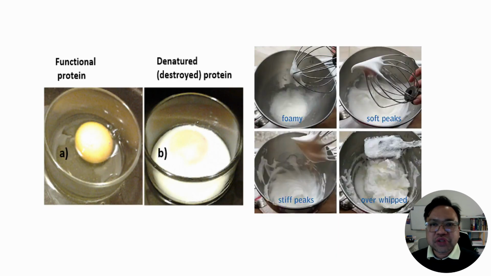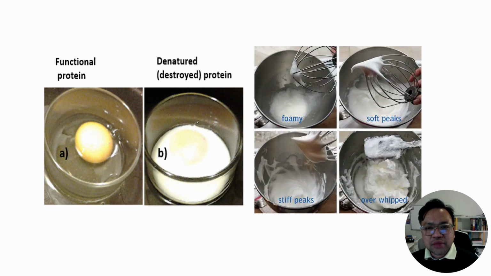This slide demonstrates the concept of protein denaturation using examples of an egg and whipped egg whites. The left side, which is an egg example, functional protein, labeled A, shows a raw egg with intact proteins in the egg white and yolk. In this state, the proteins maintain their natural structure and function. Letter B shows a denatured or destroyed protein. It displays a cooked egg where heat has caused the proteins to denature.